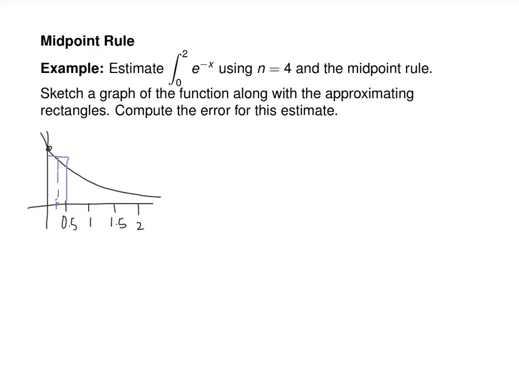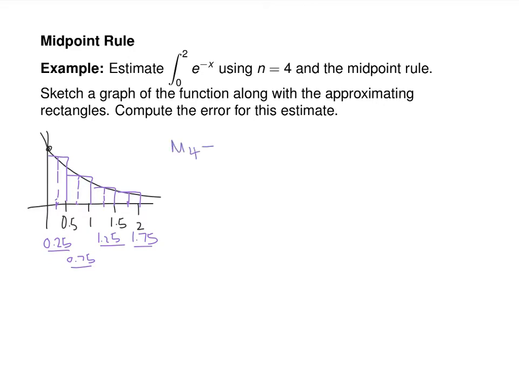So halfway between 0 and 0.5 is 0.25. Halfway between 0.5 and 1 is 0.75. And look at how that box also sort of does a little bit over and a little bit under. Halfway between 1 and 1.5 is 1.25. And halfway between 1.5 and 2 is 1.75. So those are the numbers you're actually plugging into your function. And once again, the base of each rectangle is 1/2.